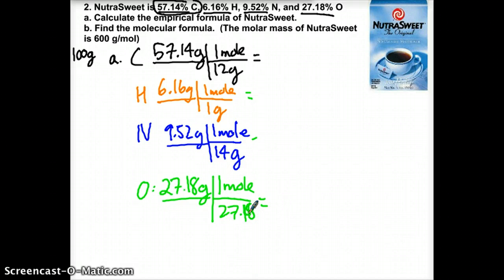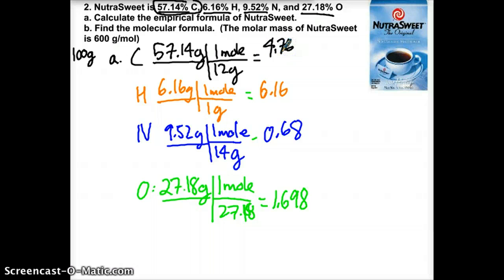So do the math. I get, let's start with oxygen. I get 1.698 moles of oxygen in this compound. For nitrogen, I get 0.68. For hydrogen, I get 6.16, and for carbon, I get 4.76.